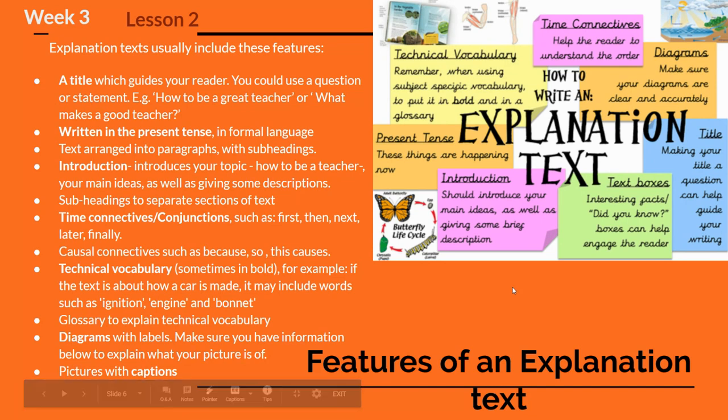The features of an explanation text are as follows. It usually has a title. It's usually written in the present tense. If you're uncertain what the present tense is and any of these time connectives, conjunctions, etc., please remember to reference your grammar resource. They are really useful, and don't forget on the second slide it tells you which slides to directly go to, so you don't have to wade your way through them.